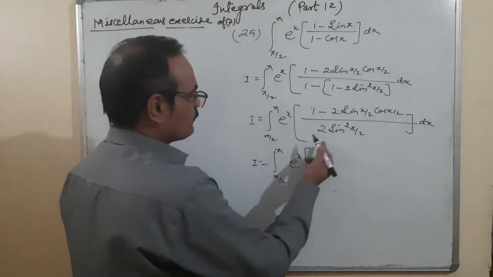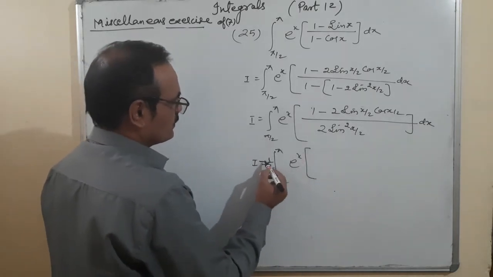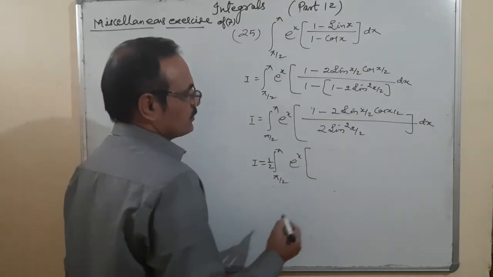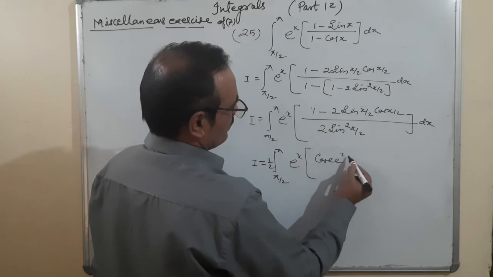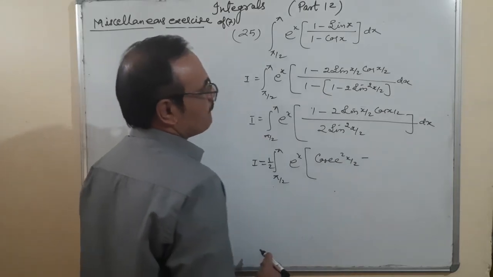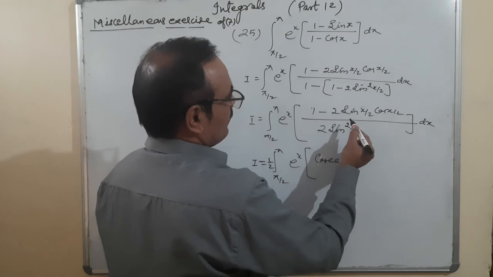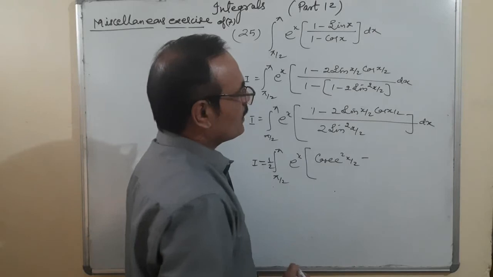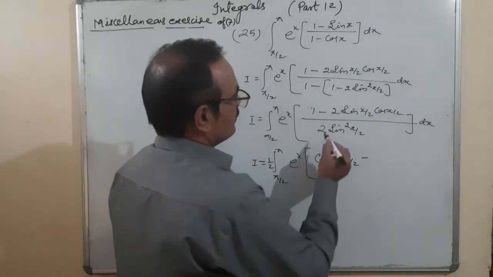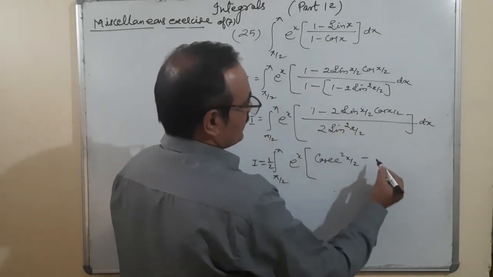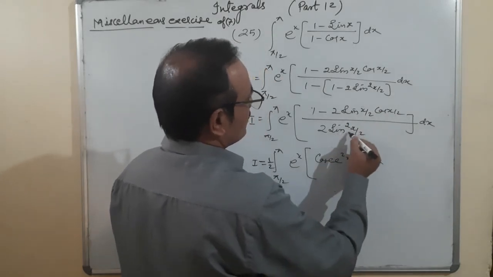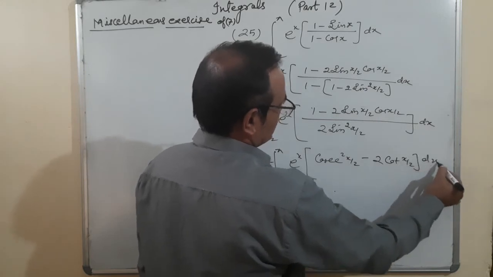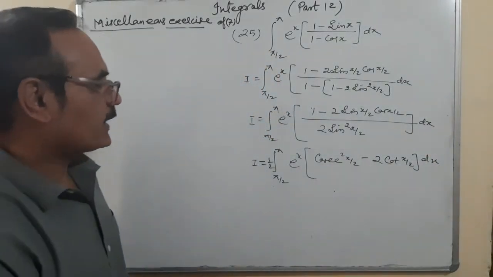So may I write here first? I'll take this 1 upon 2 out. Okay, this 1 upon 2 is coming out. 1 upon sin square x by 2 is cosec square x by 2, minus. It is 2, 1 sine is cancelled, cos x by 2 upon sin x by 2 is cot x by 2. So this 2 is already out here, so I'll write here 2, 1 sine cancel. I can write here cot x by 2 dx. Okay, cot x by 2 dx.